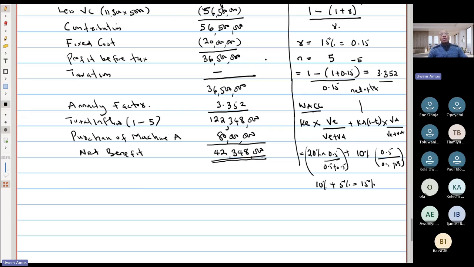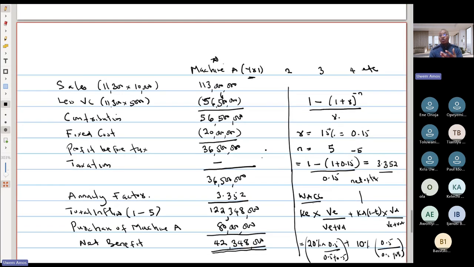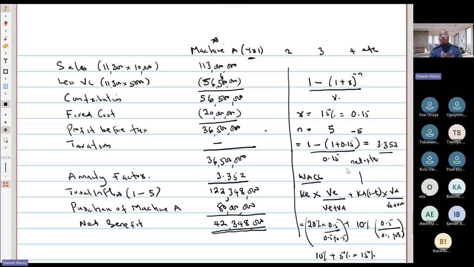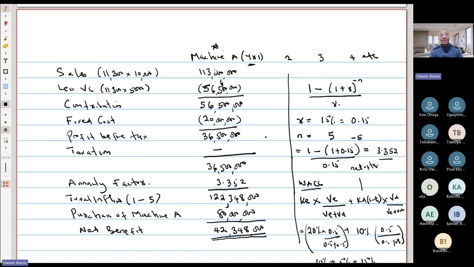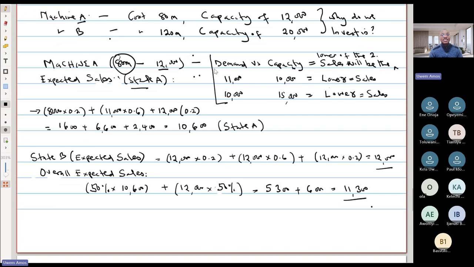Any question on this part? Because when we do machine B, it's going to be very fast and straightforward. We're not going to calculate the work again because we've already calculated it. But we're going to calculate what the demand would be under machine B, because machine B has a different capacity compared to machine A. Is there any question on machine A?